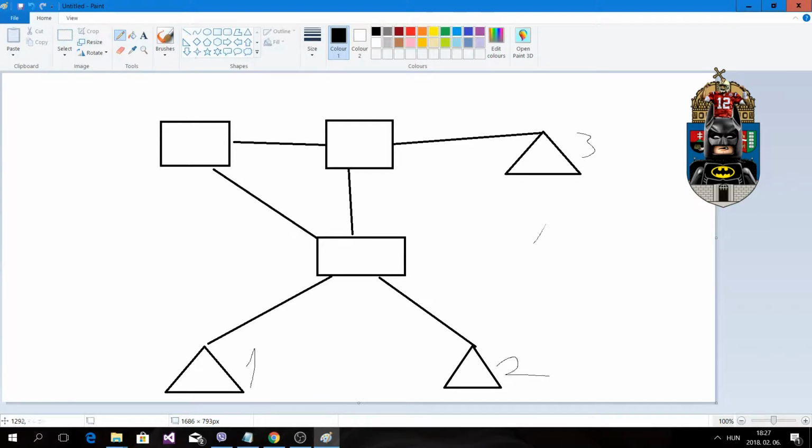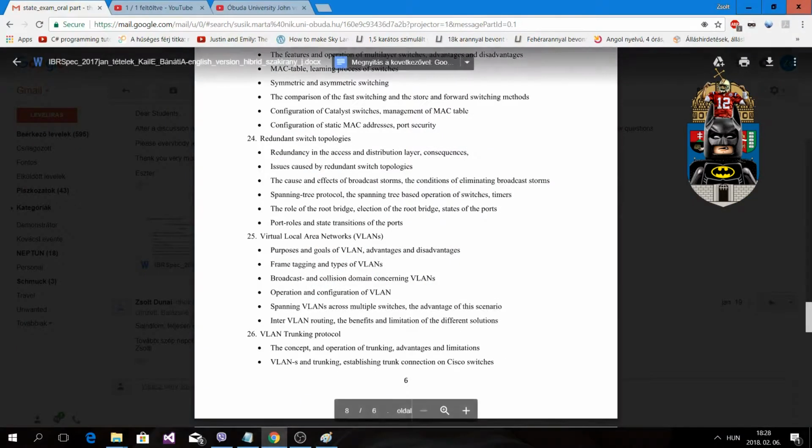And imagine that from host one we would like to send a message to the third. So what can happen? The message, or the frame, will be received by this switch. It will send out a broadcast to this one and to this one. And imagine that this switch and this switch somehow both know the destination of host 3. So what's going to happen? Both of them are going to send a unicast message to the destination. Of course, this is a problem because they cannot handle multiple unicast messages simultaneously.